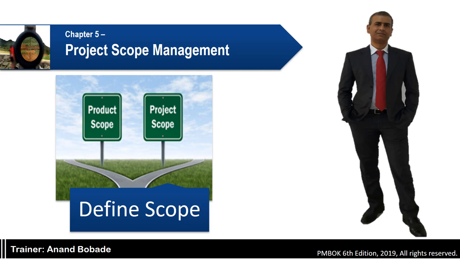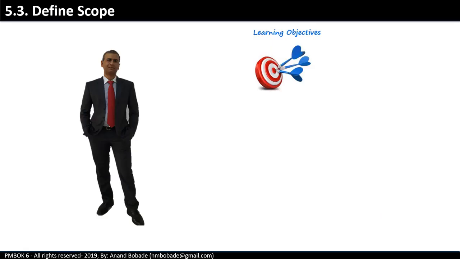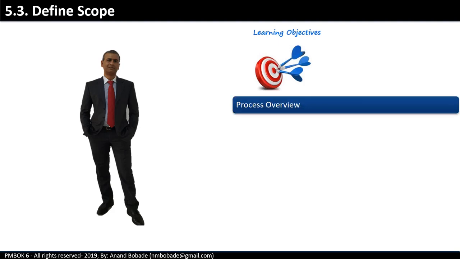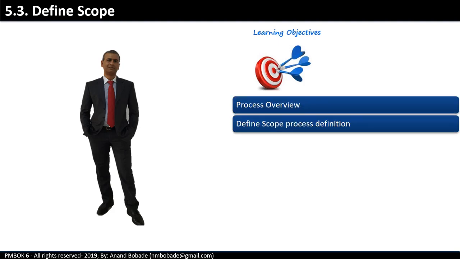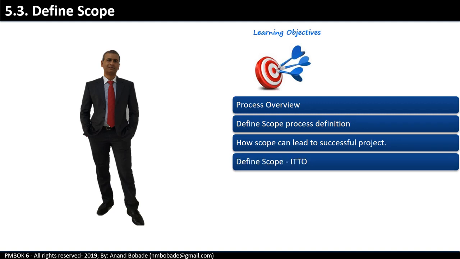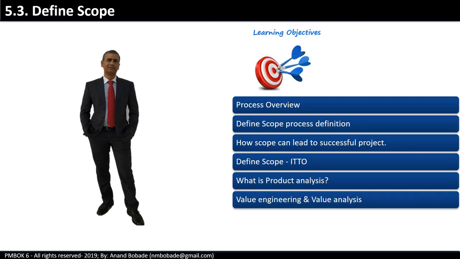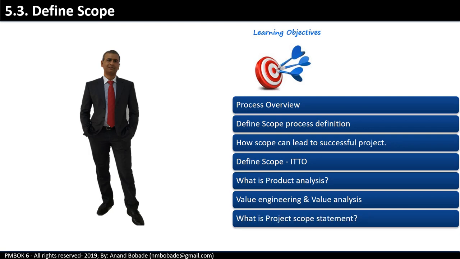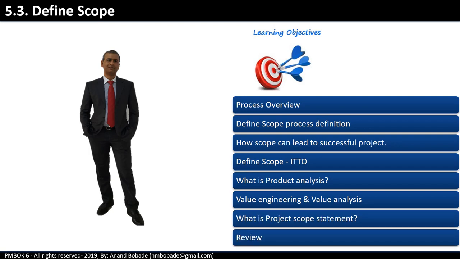This is continuation of scope management knowledge area, and in this session we will focus on define scope process. The learning objectives of this session are: we will start with a process overview, we'll go through define scope process definition, we'll also talk about how scope can lead to a successful project. We'll go through inputs, tools, techniques and outputs, what is product analysis, what is value engineering and value analysis, what is a project scope statement and what it contains, and finally a quick review.